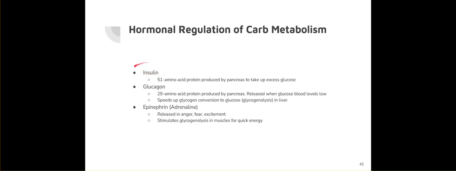Insulin's going to help us store excess glucose, and glucagon is going to cause us to peel off and burn up the glycogen because our bodies need energy. And then finally, the hormone epinephrine, which is also called adrenaline, which gets released in anger, fear, or excitement, will stimulate the glycogenolysis in the muscles and give us quick energy. So it's going to cause your muscles to burn up those glucoses.